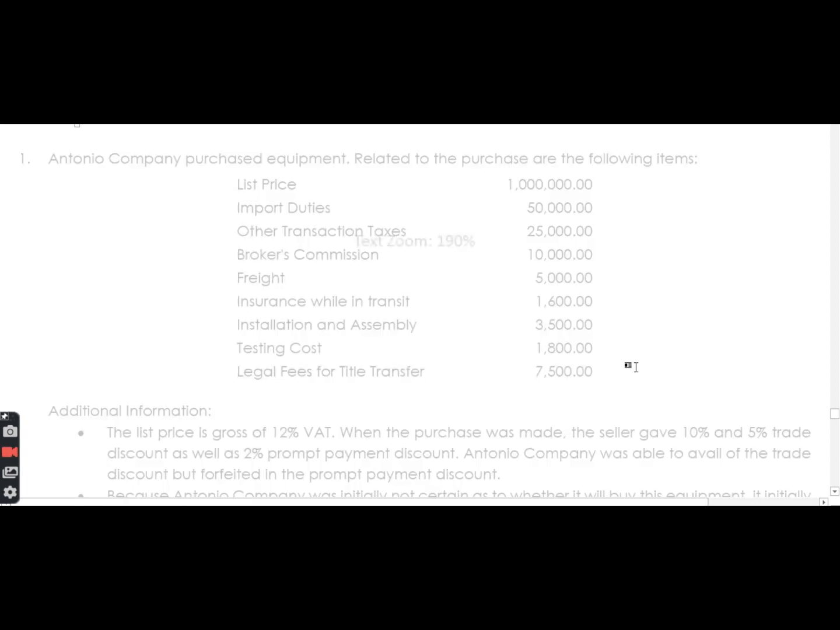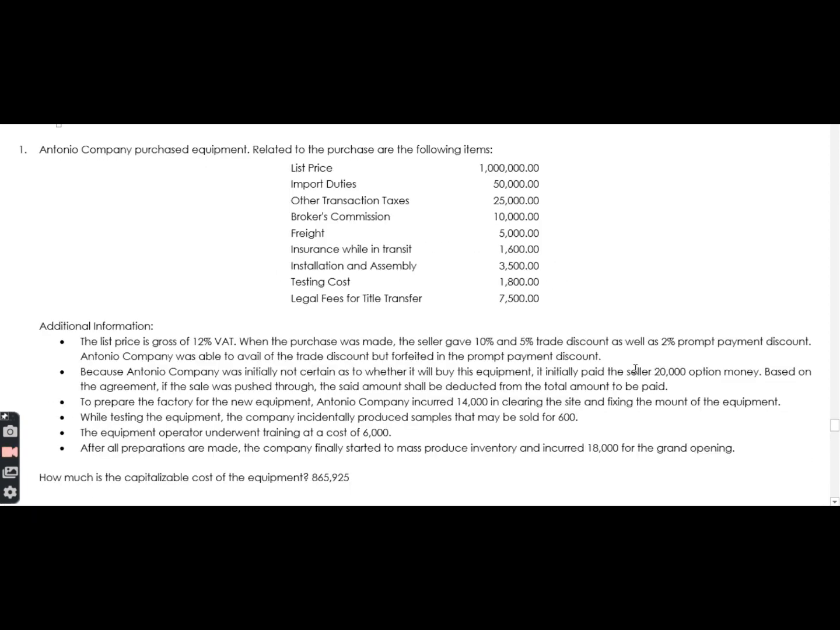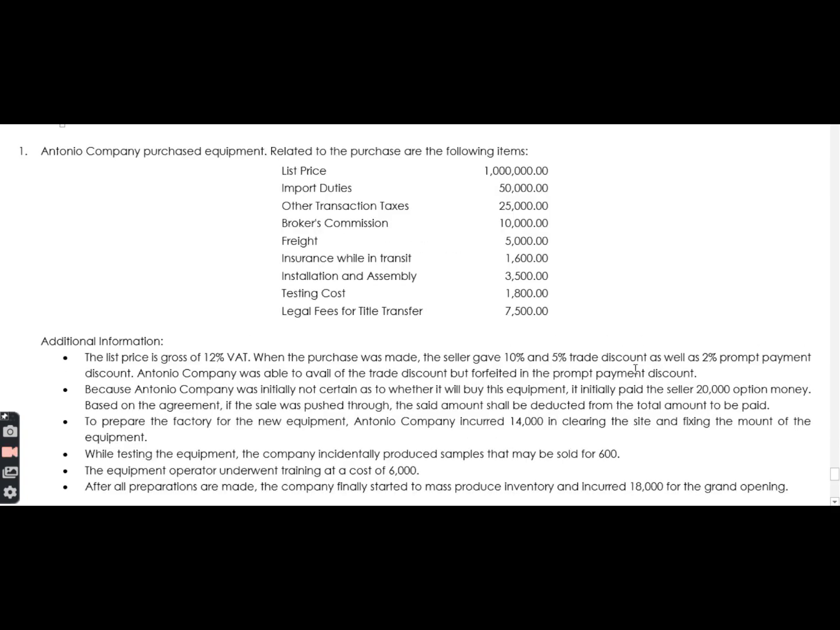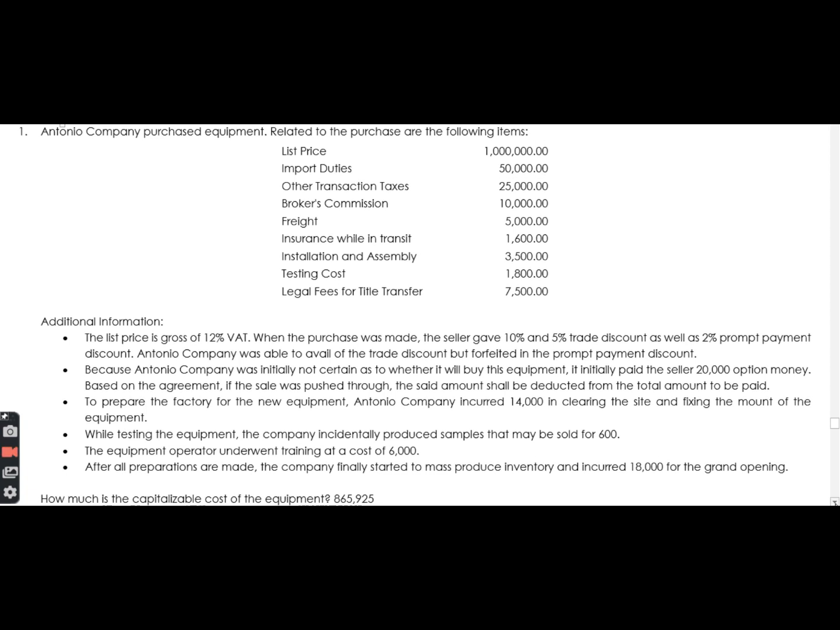Liitan ko kasi para makuha natin lahat ng details. Pasok na ba yan? Okay, pwede na yan. So, start tayo sa question number 1.